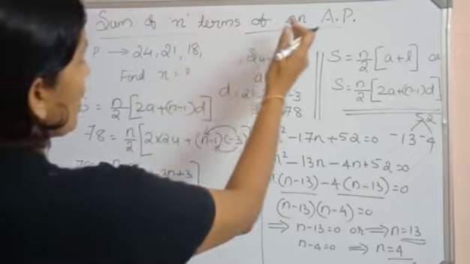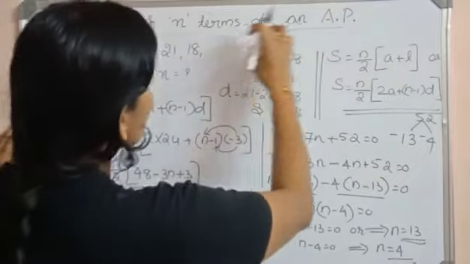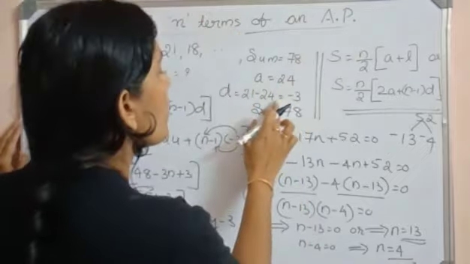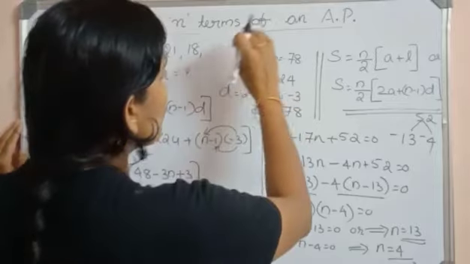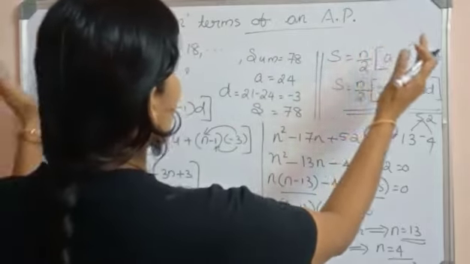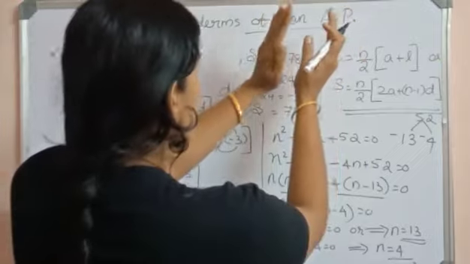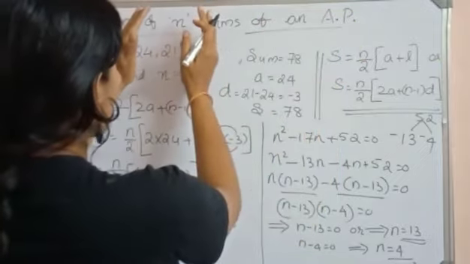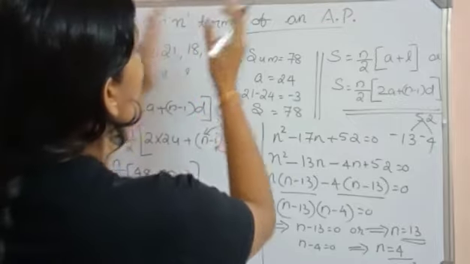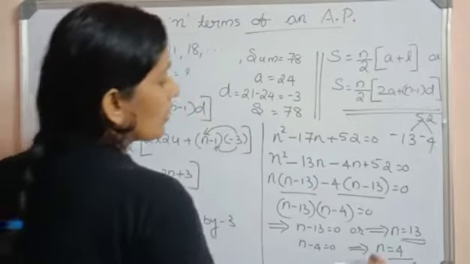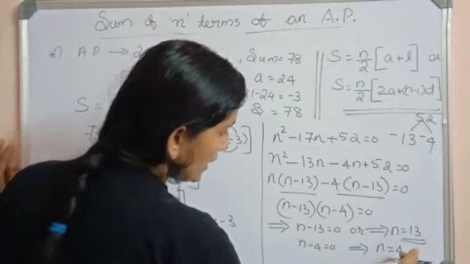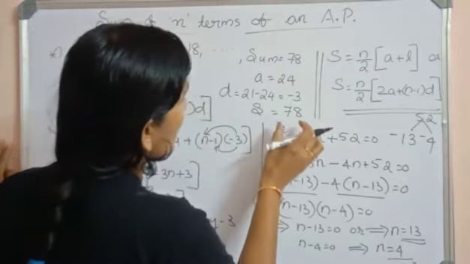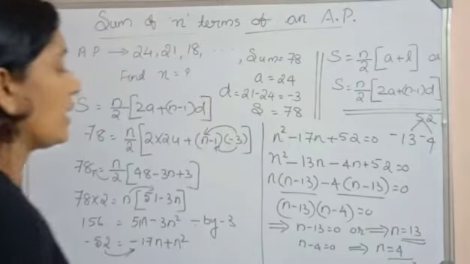Now if you keep on writing the terms of the AP, this is a decreasing AP since the common difference is a negative number. So you will have more negative numbers. When you add all those terms, a few of the negative numbers together give a negative sum here, and here a positive sum. When you subtract those two, you will get the same sum. So the number of terms can be either 13 or 4 to get the sum 78 for this particular AP.